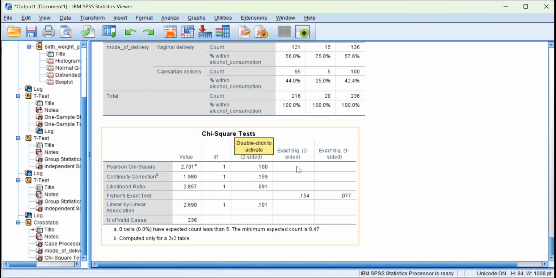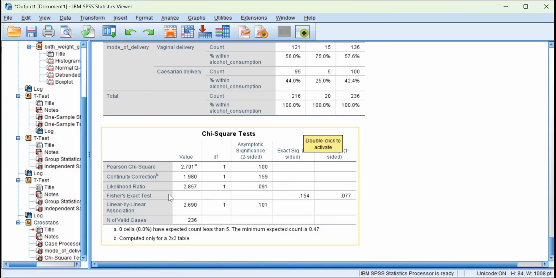But in other cases where it's not a 2 by 2 table, you are going to have your Pearson chi-square value here, and you're going to have your p-value here. Sorry, the p-value we are focusing on is this asymptotic significance, two-sided. Always take note, this asymptotic, please, not this exact. So the p-value there is about 0.1.